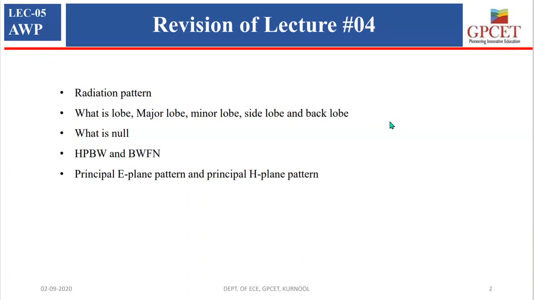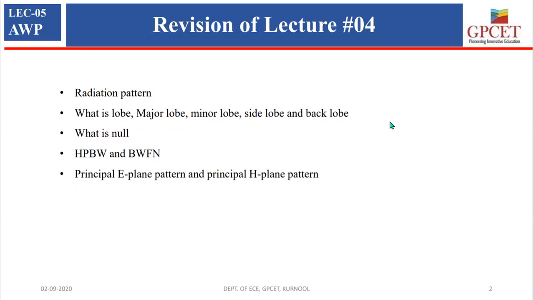The major lobe is the lobe which is in the direction of maximum radiation. So the lobe which is present in the direction of maximum radiation is called the major lobe. Next, what is meant by the minor lobe? Minor lobe means any lobe other than the major lobe. Except the major lobe, all are minor lobes.